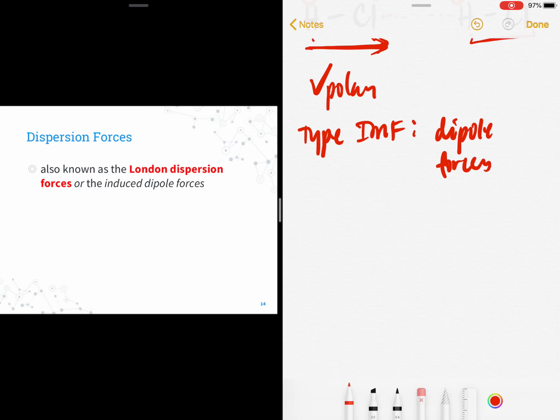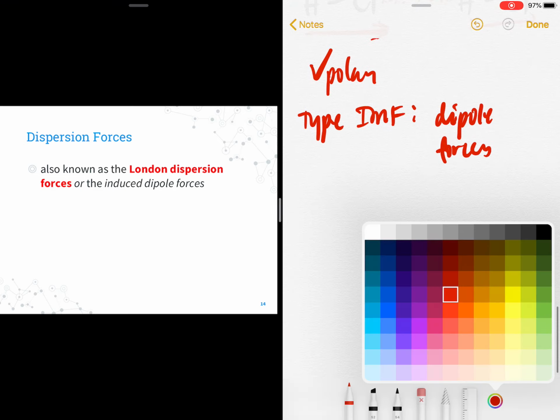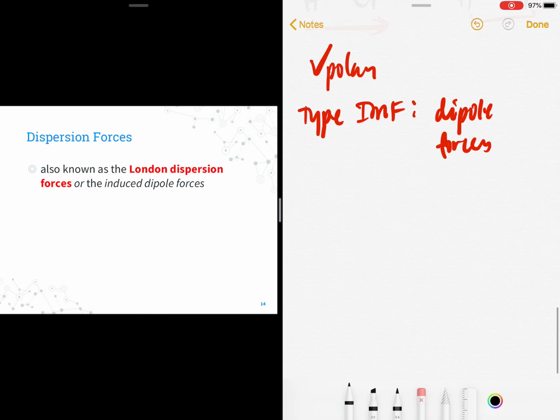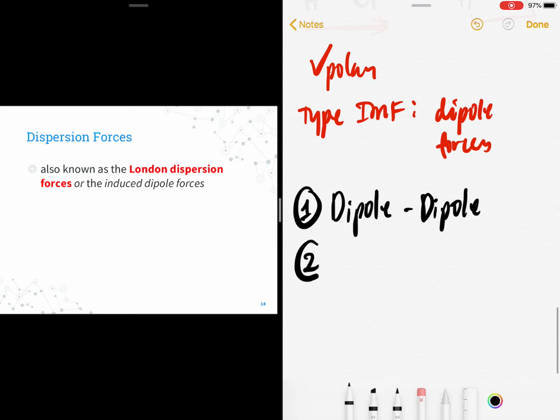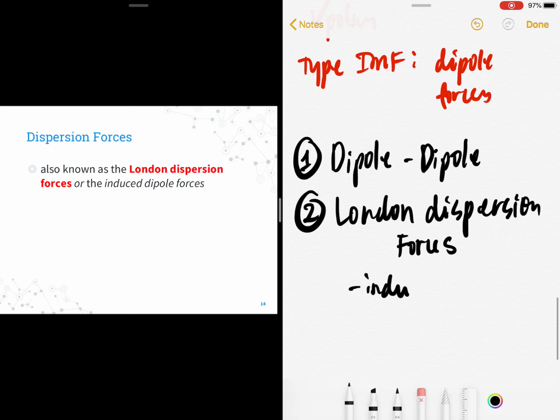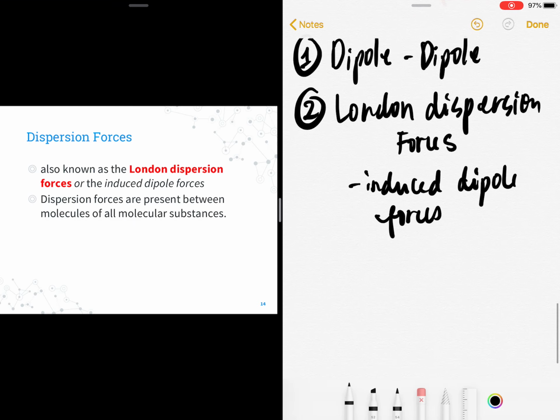Now, let's go to dispersion forces. So, what's the first type? The first type of intermolecular force is what? The dipole-dipole forces. Let's put that down here. Dipole-dipole forces. What's the second type of intermolecular force? It is London dispersion forces. Pag London dispersion forces, they are also known as your induced dipole forces. Okay, bakit kaya? Tingnan natin ha. Dispersion forces are present between molecules of all molecular substances. Your London dispersion forces are also known as your van der Waals forces.